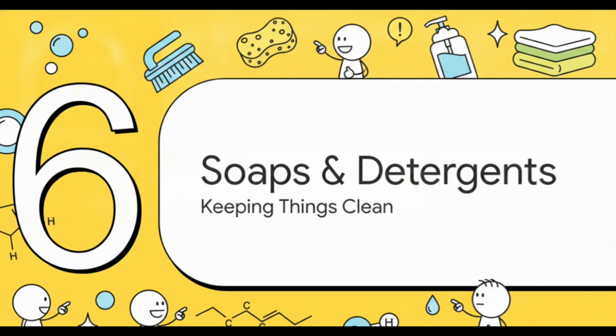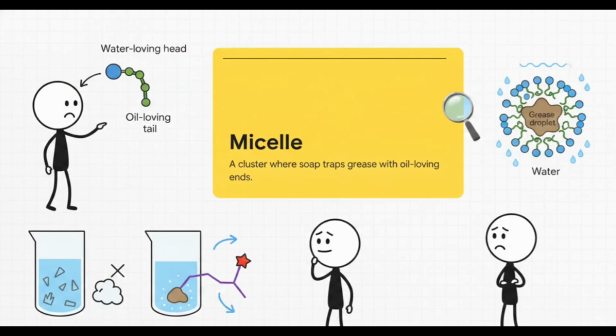Finally, Section 6. Soaps and detergents. Soap molecules have a totally brilliant 2-part design. You've got one end that loves water and a long carbon tail that absolutely loves oil and grease. When they hit water, they form this microscopic cluster called a micelle. The oil-loving tails all point inward to trap the grease droplet, while the water-loving heads face out. That lets the water just effortlessly wash the whole tiny cluster down the drain.